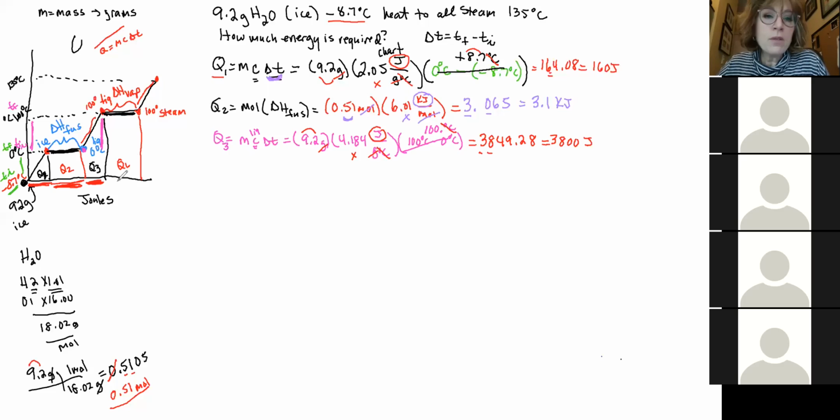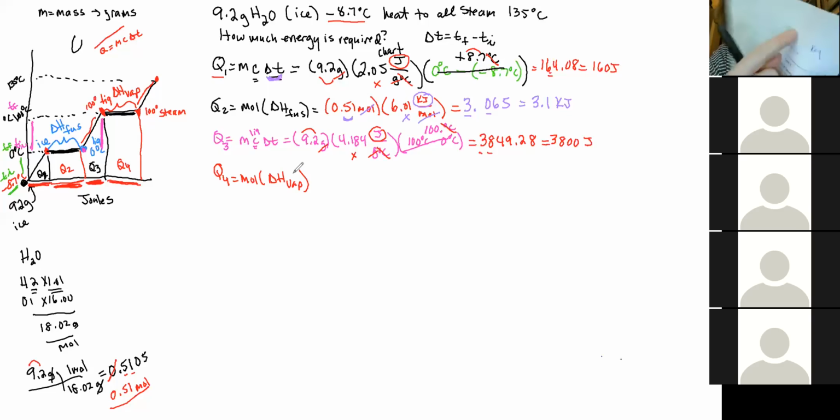All right, now we're doing Q4. That means we're going to figure out this energy. Now that energy is where we go from a liquid at 100 degrees Celsius and turn it into steam, gas, or vapor at 100 degrees Celsius. So that's where we use the delta H of vaporization. So Q4 is the moles times the delta H of vaporization. And again, that is on your reference sheet. It's the third formula, right around here, okay?